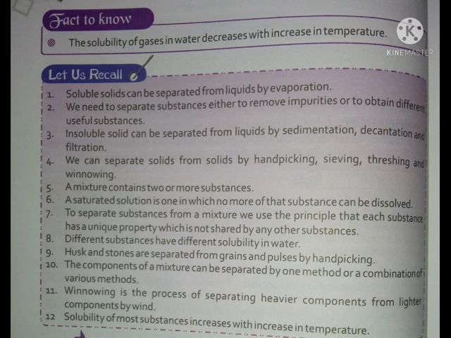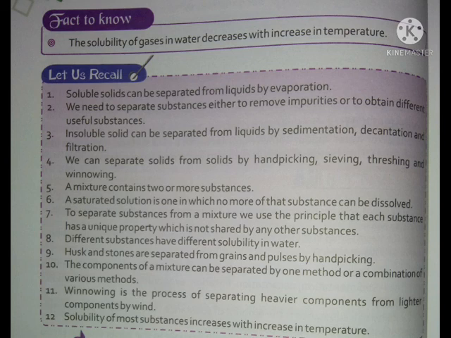Different substances have different solubility in water. Husks and stones are separated from grains and pulses by handpicking. The components of a mixture can be separated by one method or a combination of various methods. Winnowing is the process of separating heavier components from lighter components by wind. Solubility of most substances increases with increasing temperature. So we already discussed all these points in our classes.